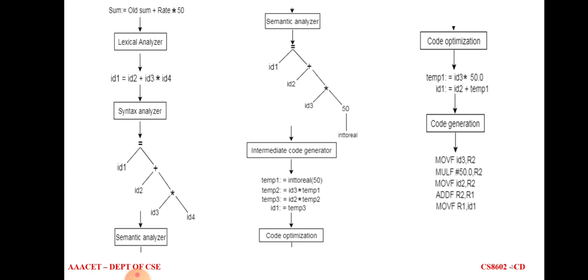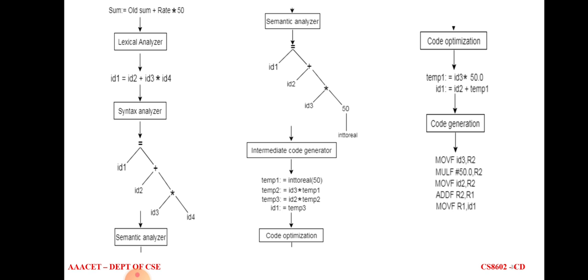The purpose of the lexical analysis phase is to identify the token for the corresponding lexeme. So here sum is one lexeme and one identifier, old sum is another identifier, and rate is another identifier. So we can write it as id1 = id2 + id3 * 50. It is then passed to the syntax analysis phase.